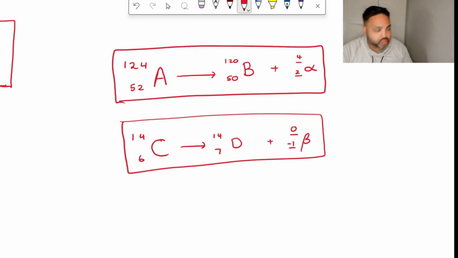I'm going to leave them on the screen. If you want to take a screenshot quickly for me. So these are the two examples of the alpha and beta decay.